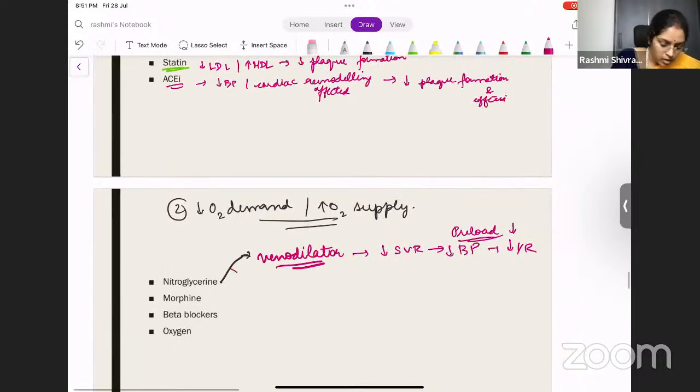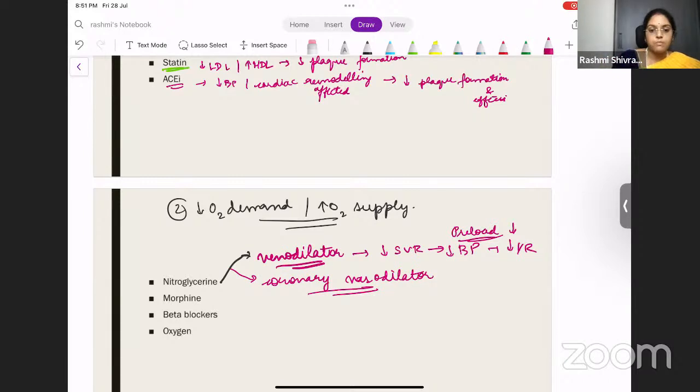Along with that, it is also a coronary vasodilator. It is a venodilator as well as a coronary vasodilator. What happens because it's a coronary vasodilator? It actually dilates the coronaries. Because of that, there is more blood going into the heart. More blood, increased oxygen supply.